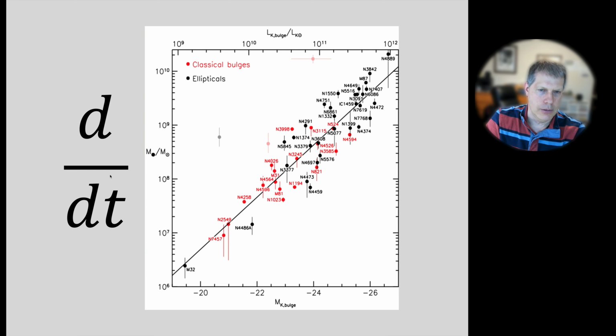That is done by essentially measuring the time derivative of this diagram. Of course, the time derivative of the black hole's mass is the black hole accretion rate, which can be measured from the X-ray data as a long-term average via the techniques I talked about. And the galaxy bulge mass time derivative, well, that will be the galaxy bulge star formation rate.